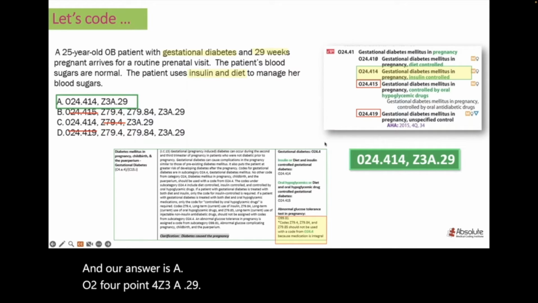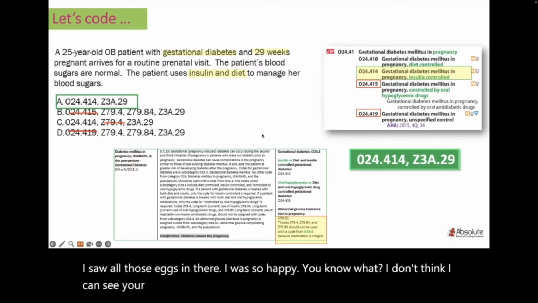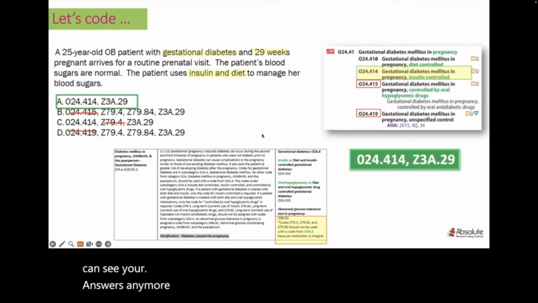Okay, coders, how you doing? You doing good? Yes. I saw all those A's in there. I was so happy. You know what? I don't think I can see your answers anymore. All right. Good job, coders. Let's go ahead and knock this next one out.